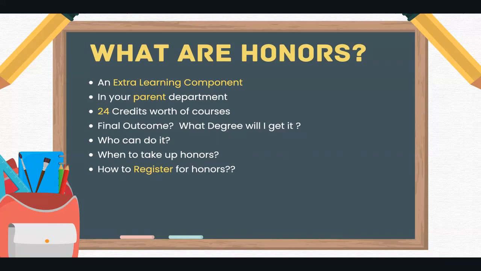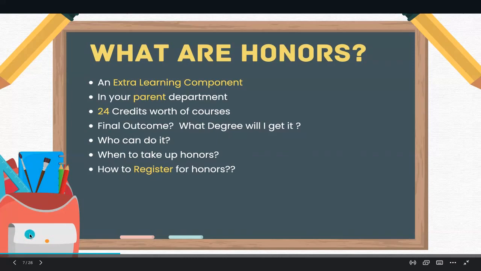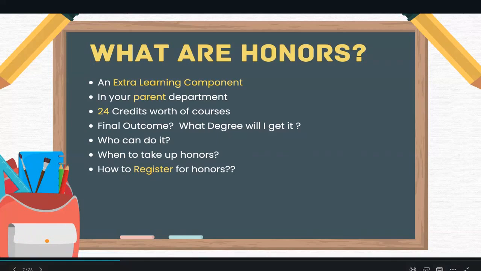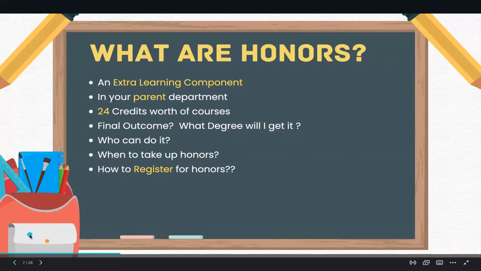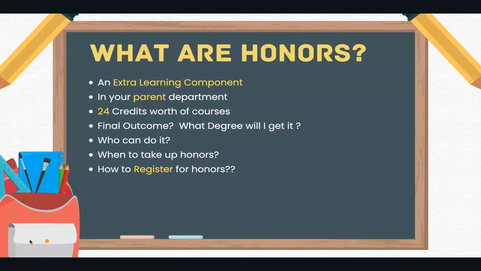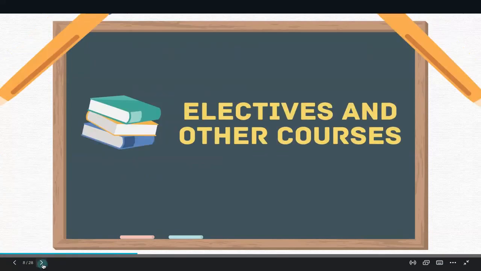How to register for honors? Honors courses are registered in the same way as you register for the normal core courses, unlike minors. So the honors are registered using the normal registration period, and you'll just have to put the honors tag if you want to register them as an honors course. You can also retag some courses as honors courses. I'll be talking about retagging later, so you'll have more clarity on that then.